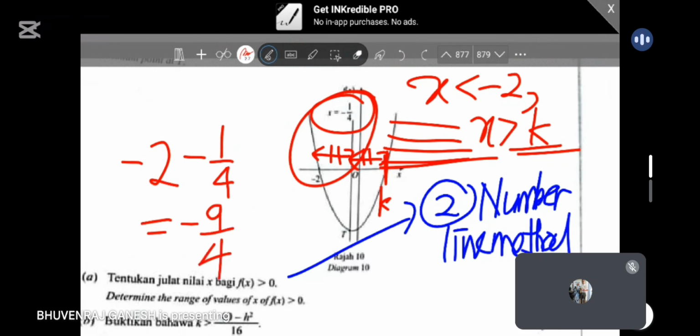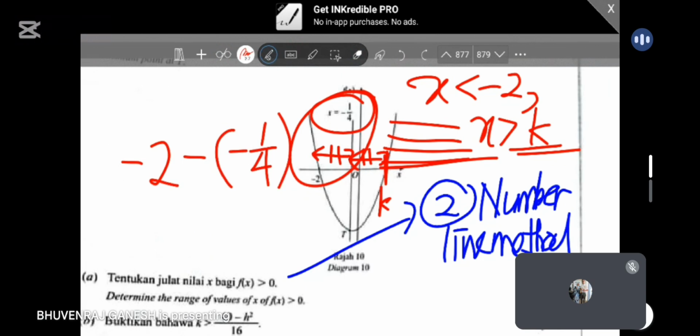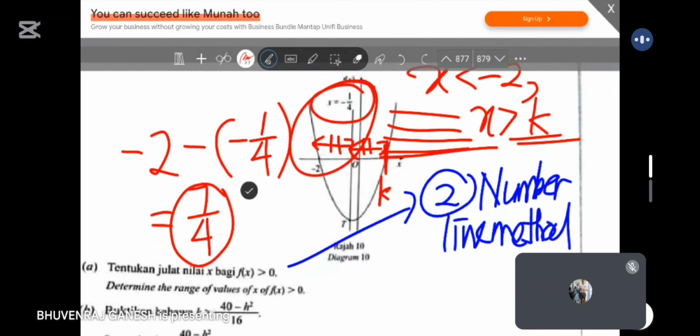Okay, as your distance. Sorry, it's supposed to be minus. Okay, because it's negative 1 over 4. So minus negative 1 over 4. Okay, so your answer should have negative 7 over 4. But distance, we just ignore the negative sign. Kita abaikan simbol negatif untuk jarak. Okay, so the answer is 7 over 4.